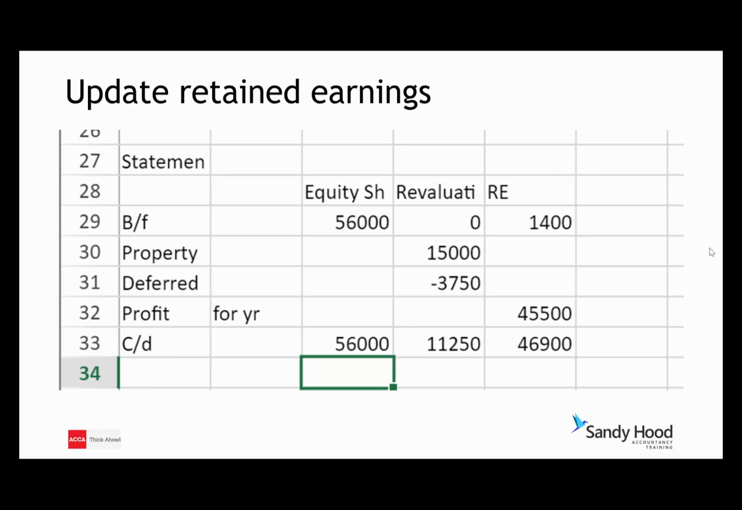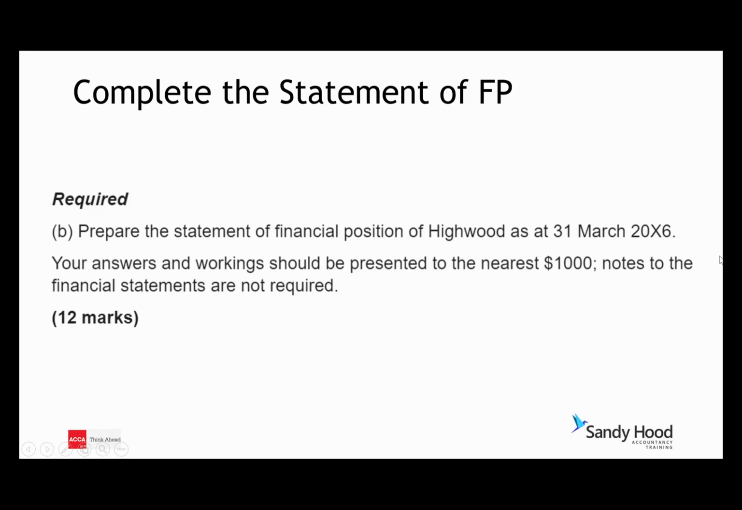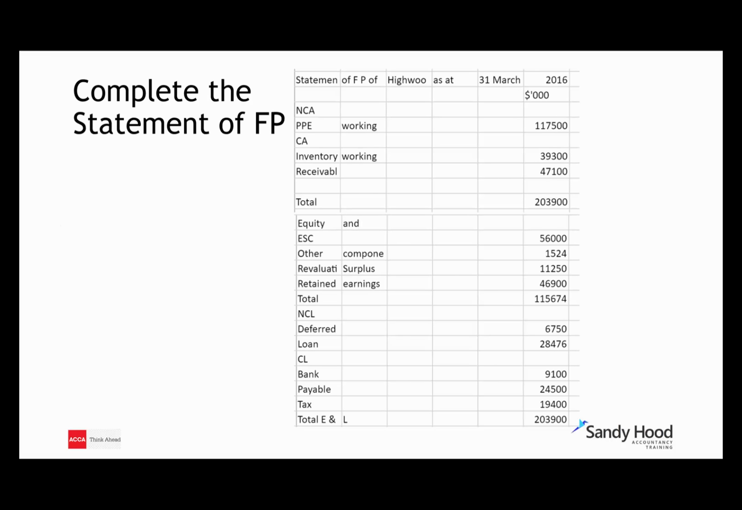So I added on the profit for the year and my revised closing value, as it were, for retained earnings, 46,900. No dividends. And now we're going to complete the statement of financial position. And here we have it.